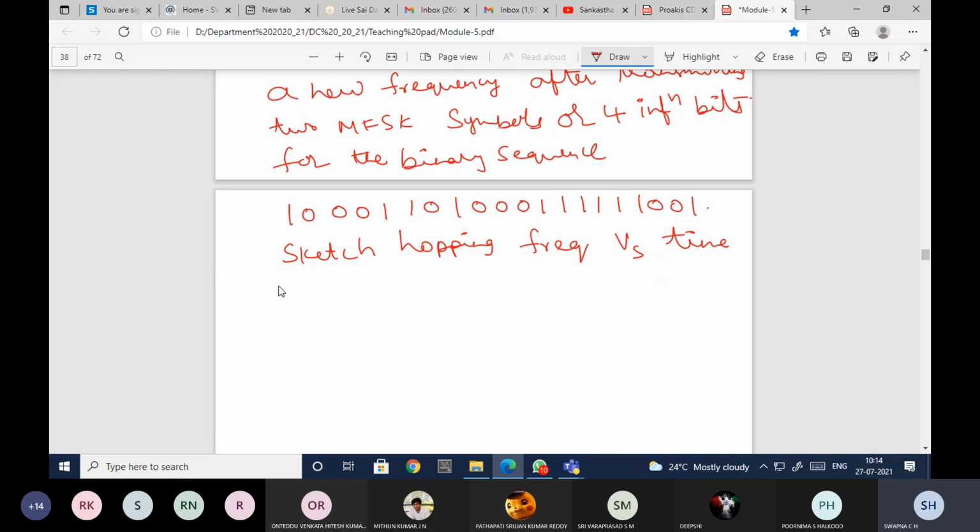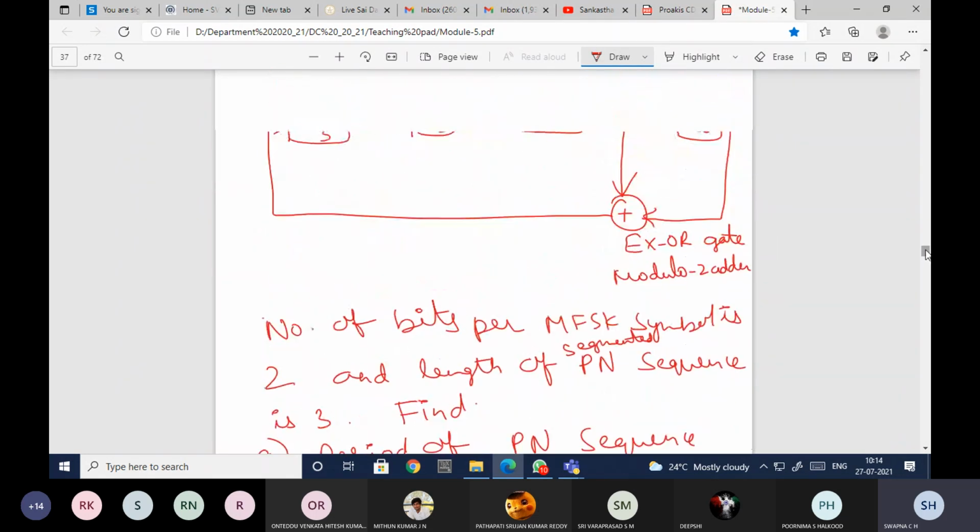The third one. The fourth one, I have represented as D. Also sketch D-hopped, frequency versus time. Okay, so this is the question he has given. Here I will just explain what we need to do.